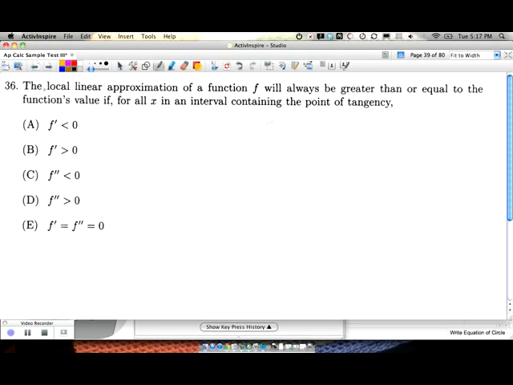Number 36, the local linear approximation of a function f will always be greater than or equal to the function's value for all x in the interval containing that point of tangency, if what? Okay, so what's happening here? It's saying that the linear approximation will be greater than. What that means is that we have a curve and a tangent line, and for that tangent line to always be greater than in some interval, let's see what needs to be happening.